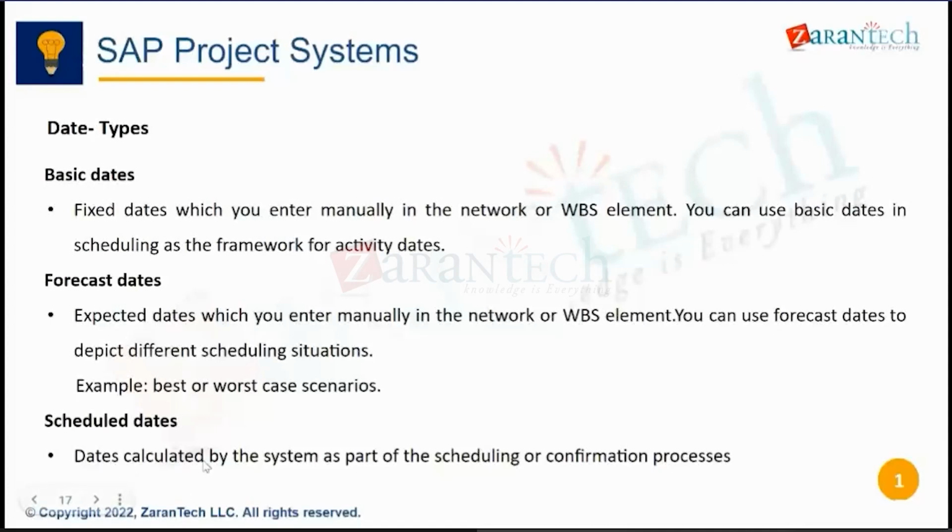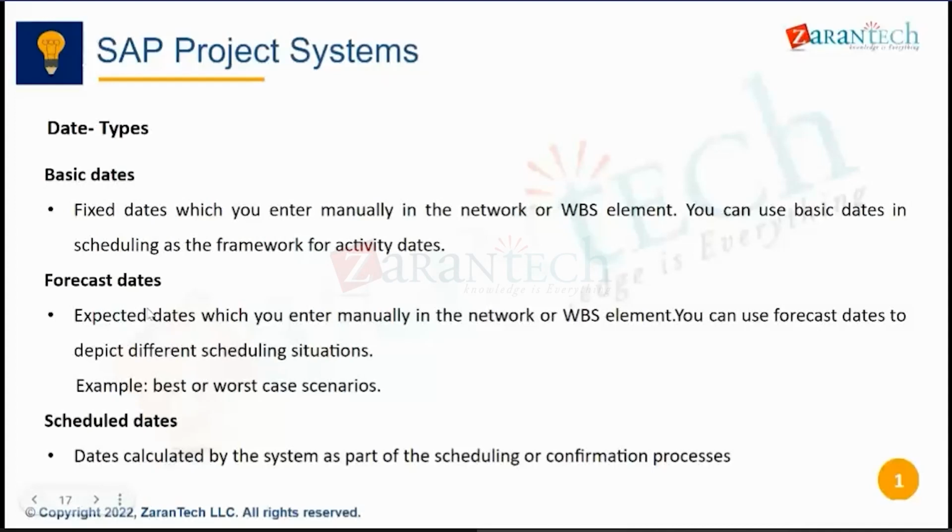Now let me go into the scheduled dates. These are dates calculated by the system as part of the scheduling or activity confirmation processes, both the project scheduling and the confirmation. Forecast dates are expected dates which you enter manually. This is also manual in the network or WBS elements. You can use forecast dates to depict different scheduling scenarios, for example, best or worst case scenario.